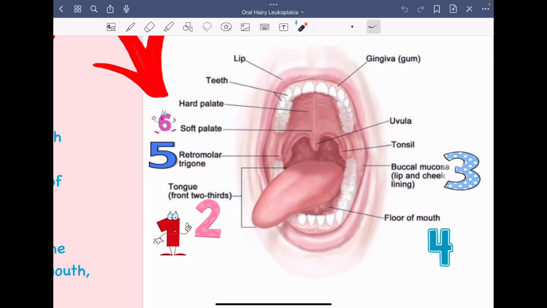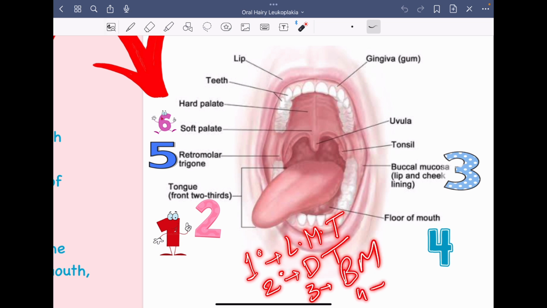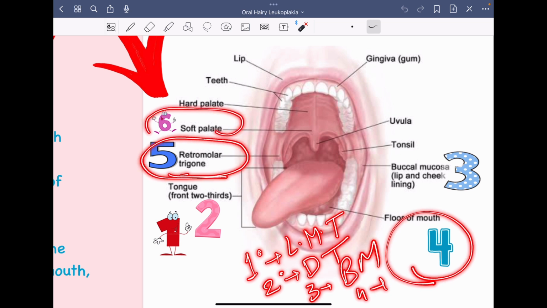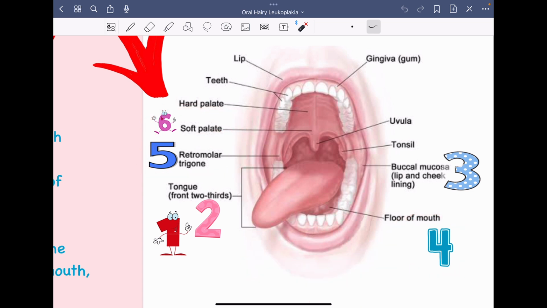So our first most common site would be the lateral margins of the tongue. Second would be the dorsum of the tongue. Third, we have our buccal mucosa. Fourth, we have floor of the mouth, followed by the retromolar area and the soft palate. In the exam, you can draw this diagram and show the common sites for the occurrence of OHL.